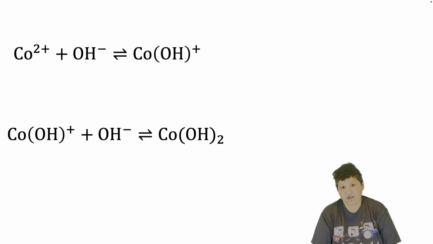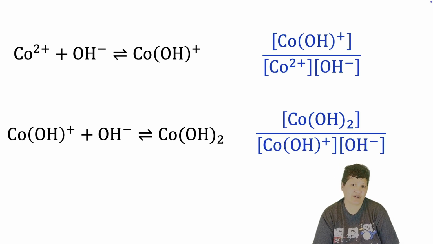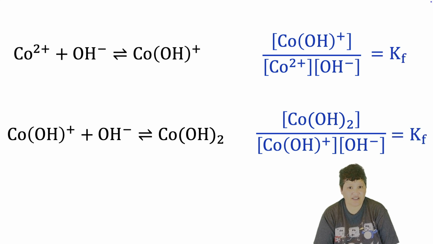Here are the two stepwise reactions involved in forming the cobalt hydroxide complex with two ligands. Each has its own associated equilibrium constant. There are many types of equilibrium constants that use the symbol K. We're going to add a subscript of F to indicate that it is a complex formation constant.